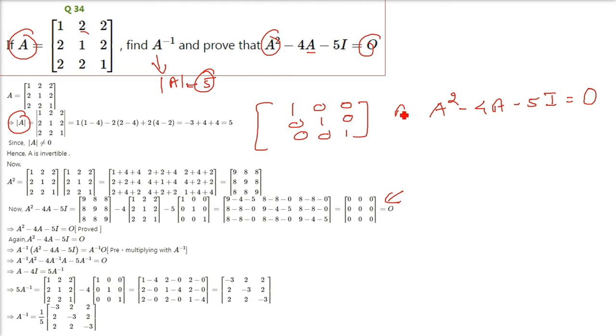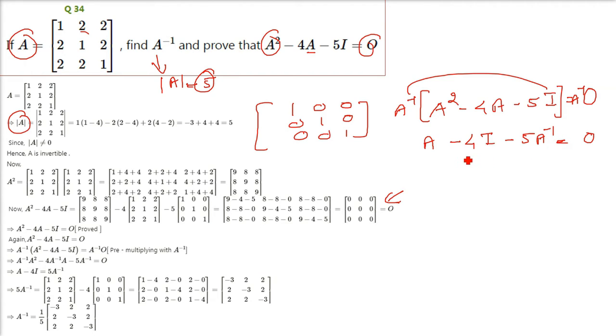But now we have to multiply both sides by A inverse because we have to find out A inverse. So 0 multiplied by anything is going to be 0. So A inverse multiplied by A square is A, minus 4 into A inverse A is I, minus 5 A inverse I is going to be A inverse. Anything multiplied by I is going to give you the same thing. So it will be A inverse.